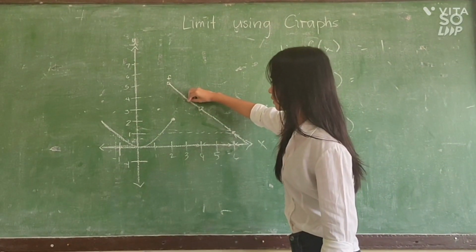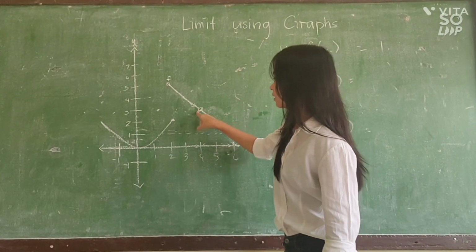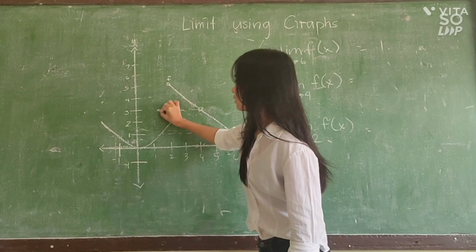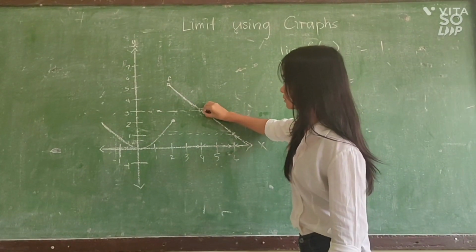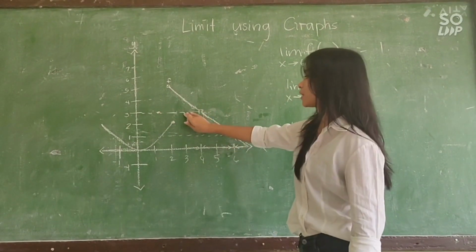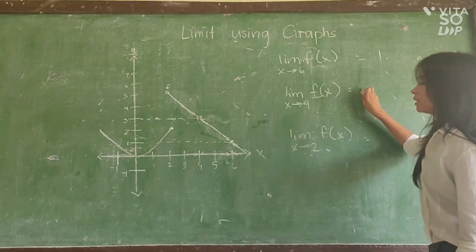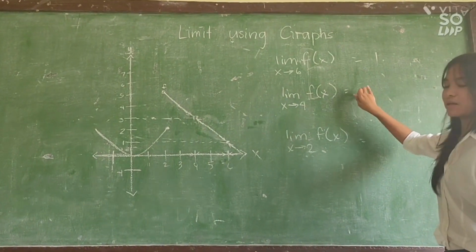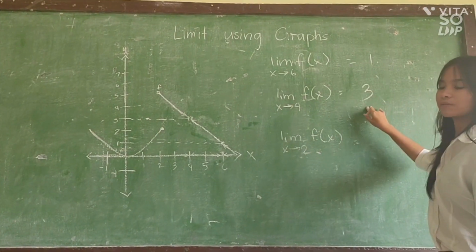So, on the left, it lands on 3. And on the right, it also lands on 3. So, they land on the same value. That means our limit of f of x as x approaches 4 is 3.